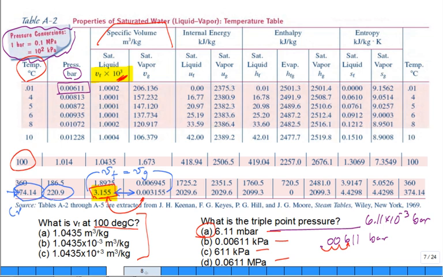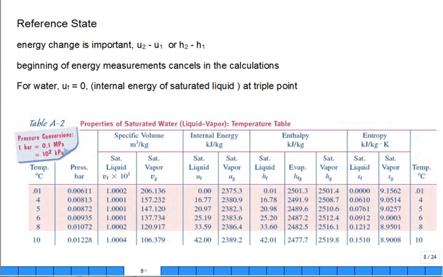Let me jump to this slide. It's reference states. Energy, especially internal energy and enthalpy, they're energy, like kilojoules of energy per kilogram of mass. We're interested in changes in energy. You think about it a little bit, it's not like the total energy is a meaningful number. We talk about processes, we talk about the change in the energy.